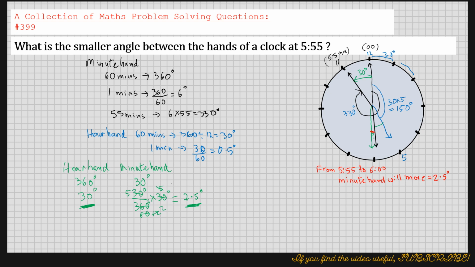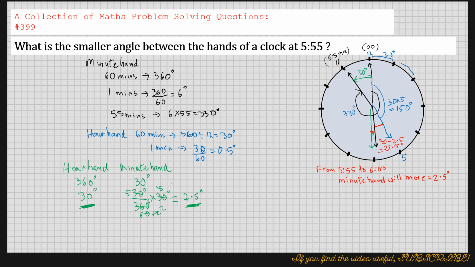If it moves 2.5 degrees, then what is this angle? This angle will be 30 minus 2.5, and that is 27.5 degrees.